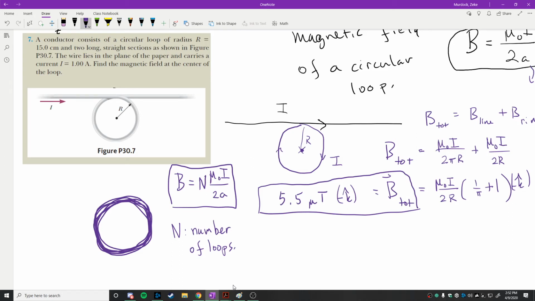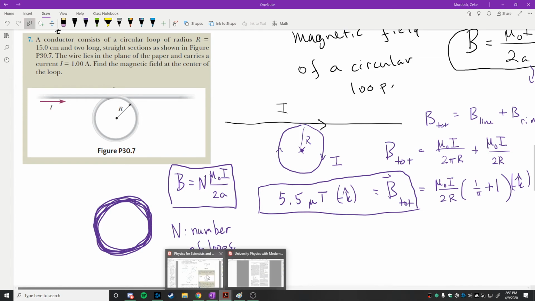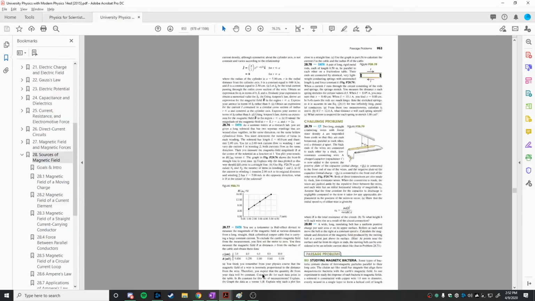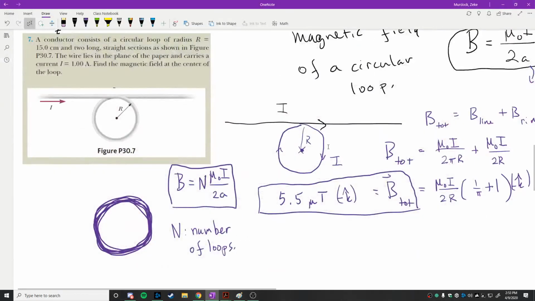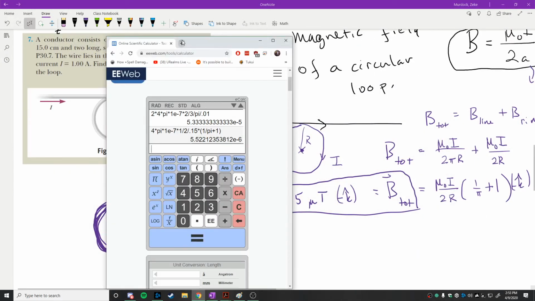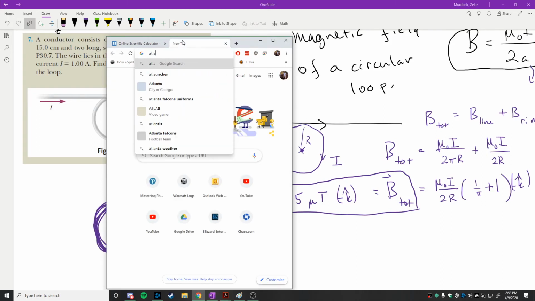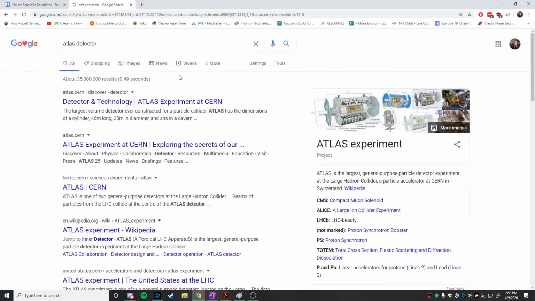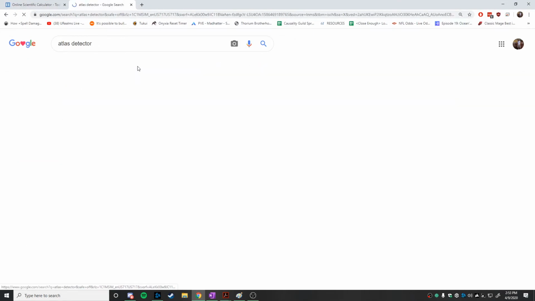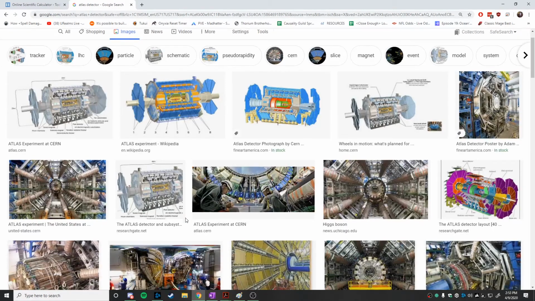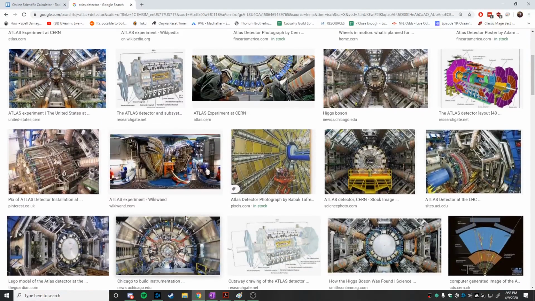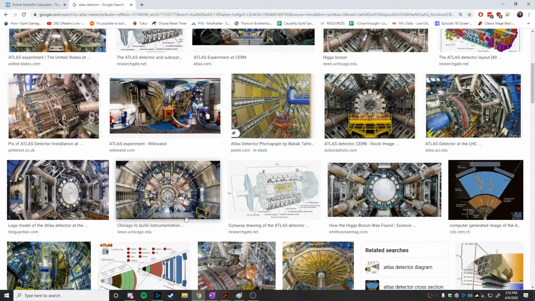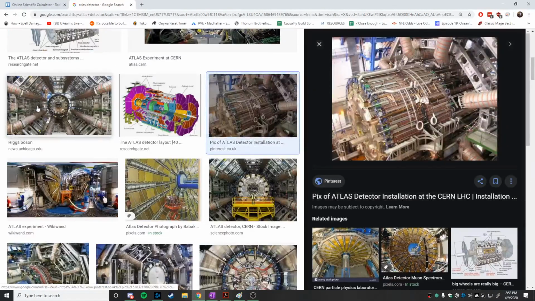You've got loops and loops of wire, and I can kind of draw this back to something that we talked about last time, which, and I don't even need to show you the picture from here, I can just show you a picture from the internet. So if we look at the Atlas detector at CERN, let's see if there's a good big picture of it somewhere. Maybe this one. I don't know if you can really tell. This is when it was being installed.